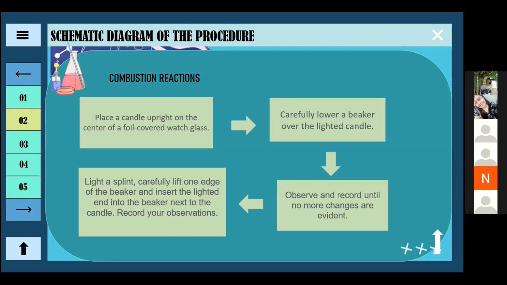Combustion reaction. First, place a candle upright on the center of a foil-covered watch glass. Next, carefully lower a beaker over the lighted candle. Observe and record until no more changes are evident. Lastly, light a splint. Carefully lift one edge of the beaker and insert the lighted end into the beaker next to the candle. Record your observations.